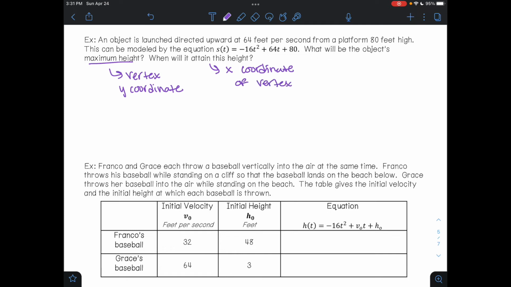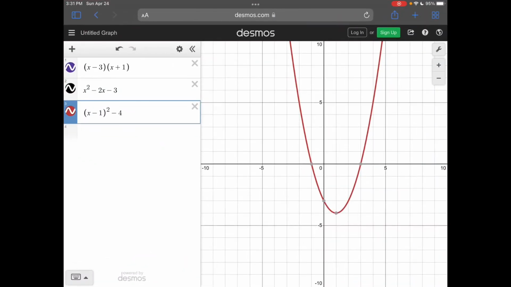So there's lots of different ways that you could do this. You could recognize that this is in standard form and use negative b over 2a to find your x-coordinate of the vertex and then plug that in to solve for the y-coordinate. Or you could use Desmos, and that's what I'm going to do.